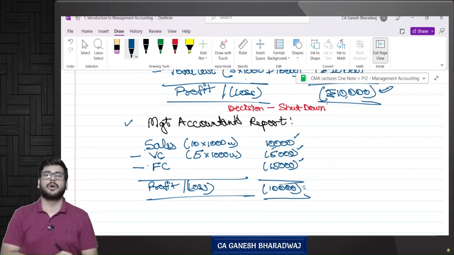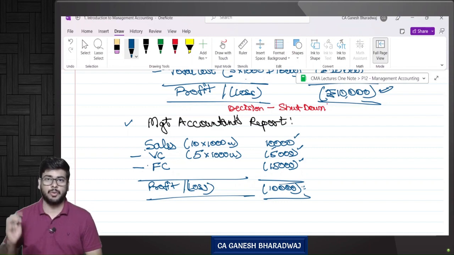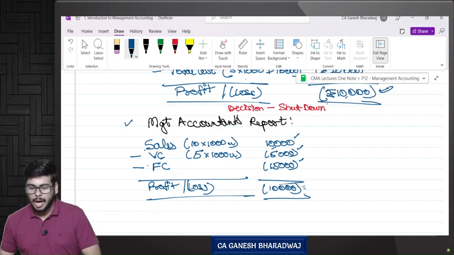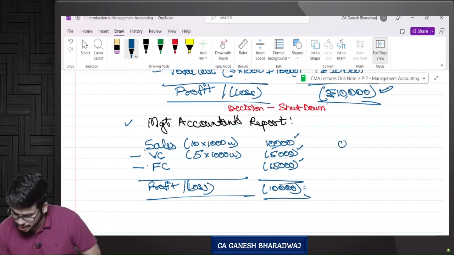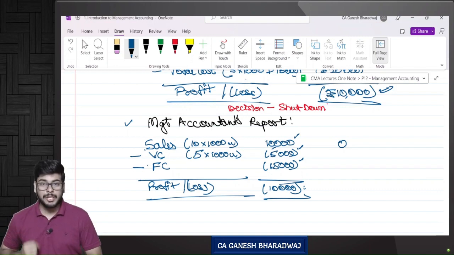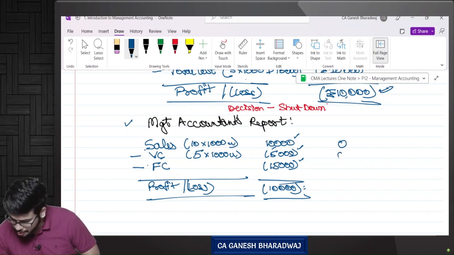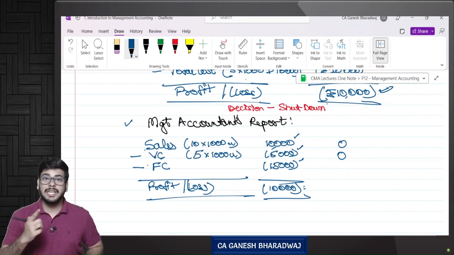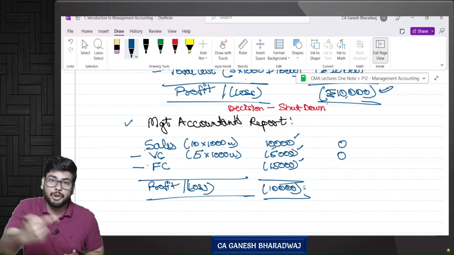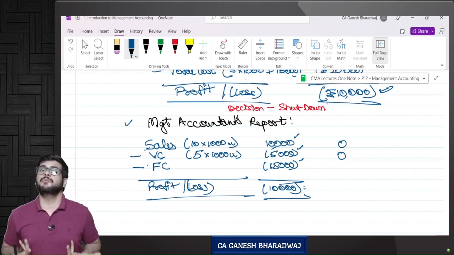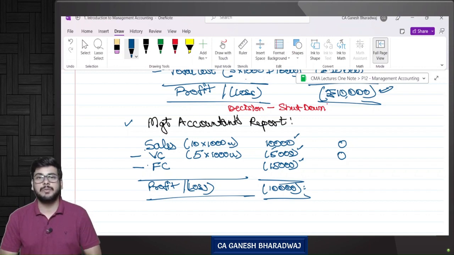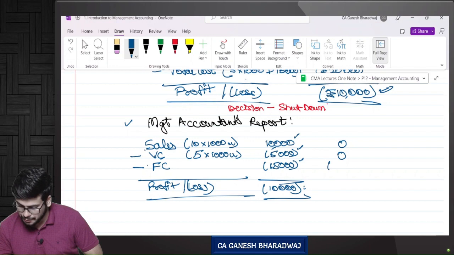Suppose you shut down, that is, you are not going to produce anything, how much will be the sales? 0, correct? How much will be the variable cost? Variable cost will also be 0. Why? Variable cost is incurred only when you produce something, correct? Now I'm not going to produce anything here. Variable cost will be 0. How much will be the fixed cost? I'll have to bear 15,000 rupees.